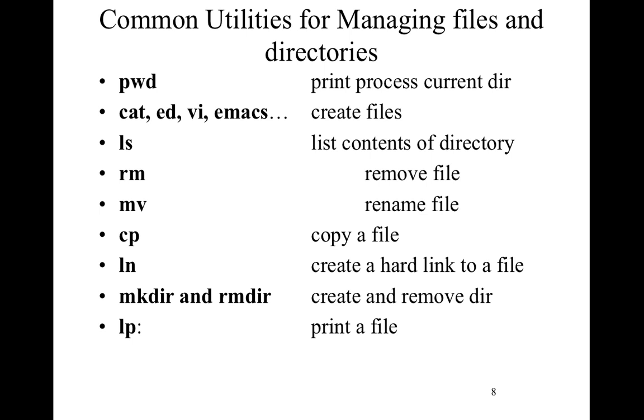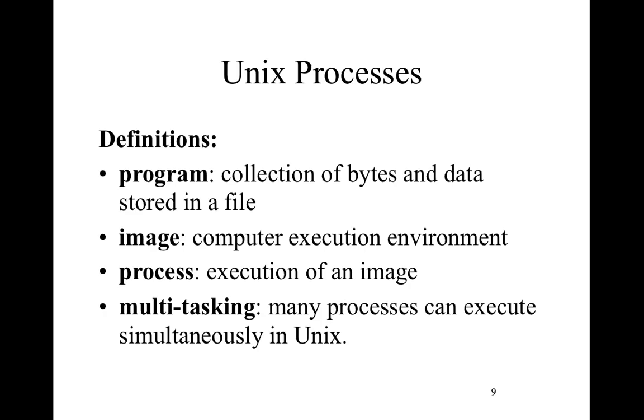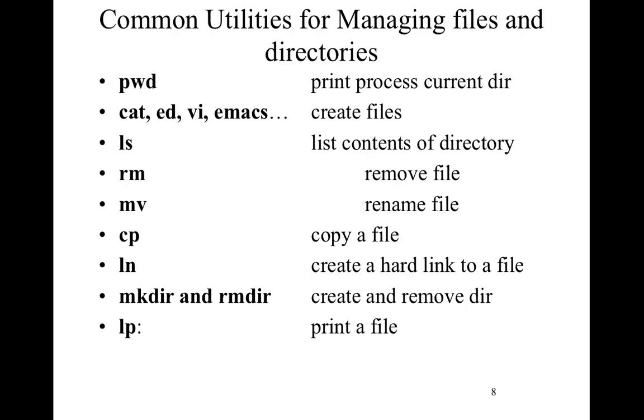Well, we saw pwd, print working directory, our current directory. Print out the current directory. We saw cat, ed is an editor, vi, emacs. I showed you nano. I think nano is better. ls, rm, mv, cp, ln, mkdir, rmdir, lp to print a file. Not going to really print a file unless you have a file printer. So this is kind of the basic file manipulation stuff.